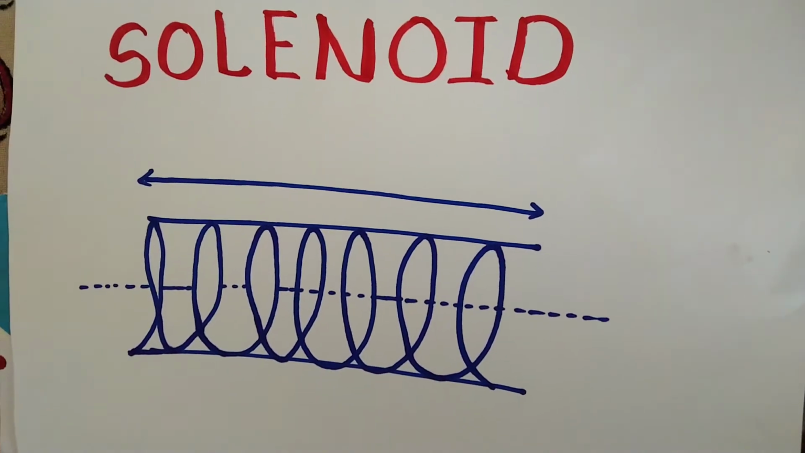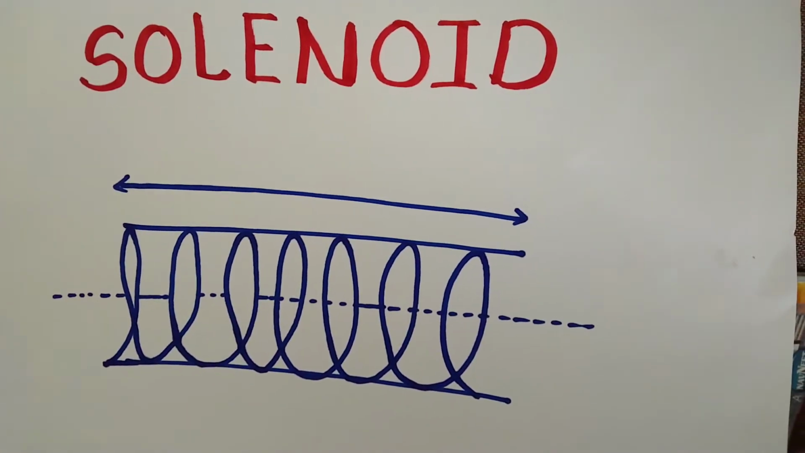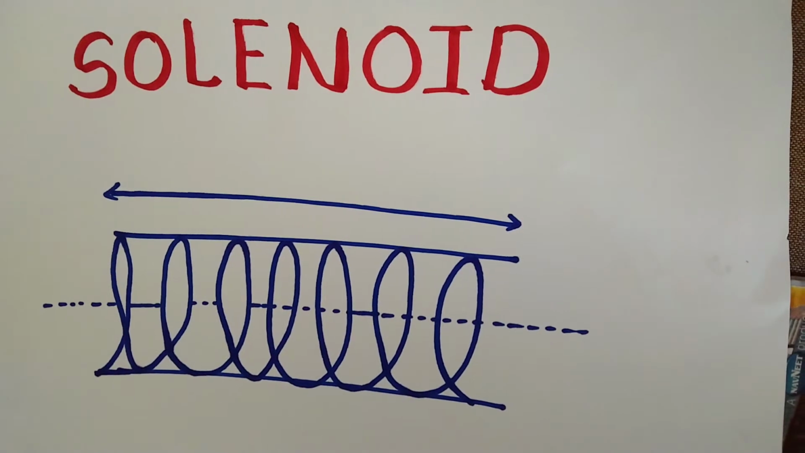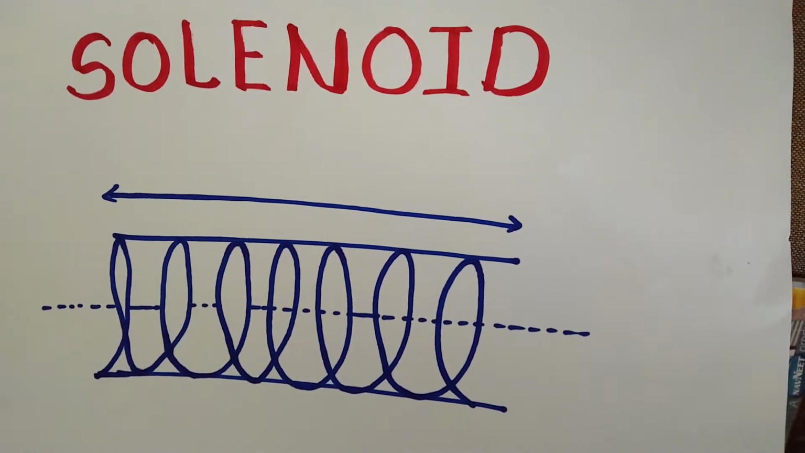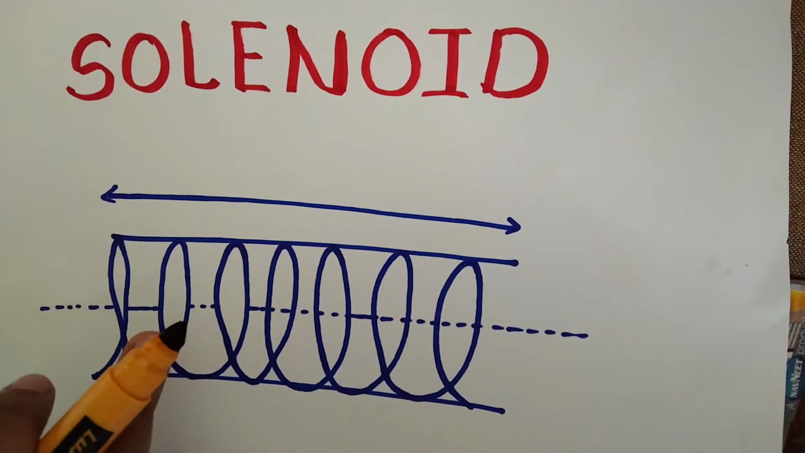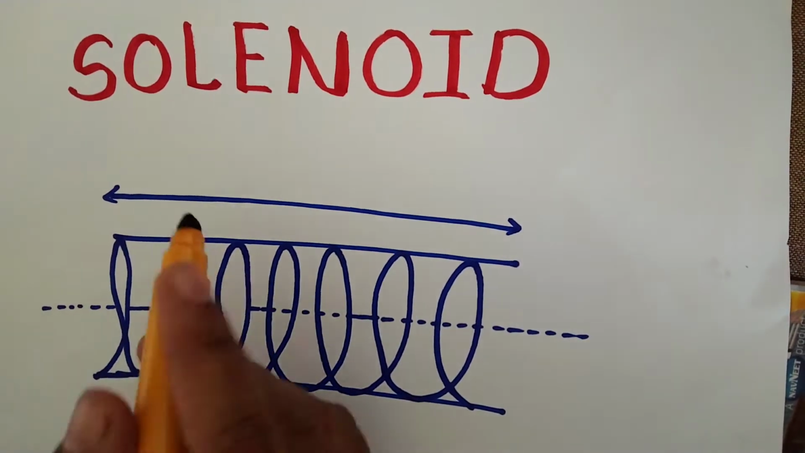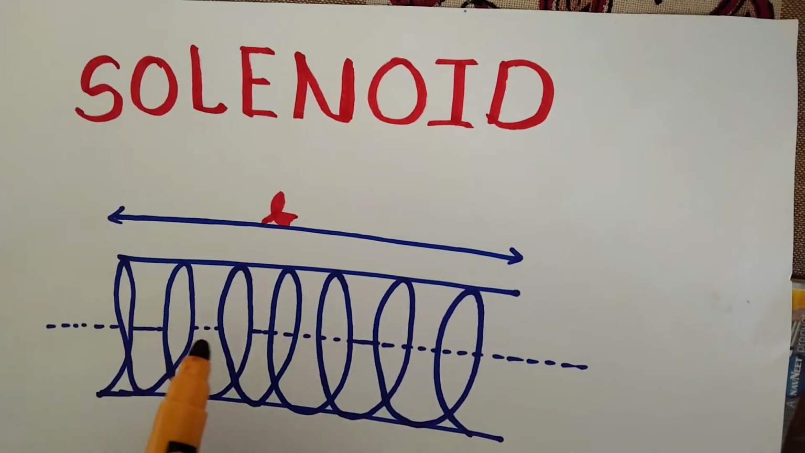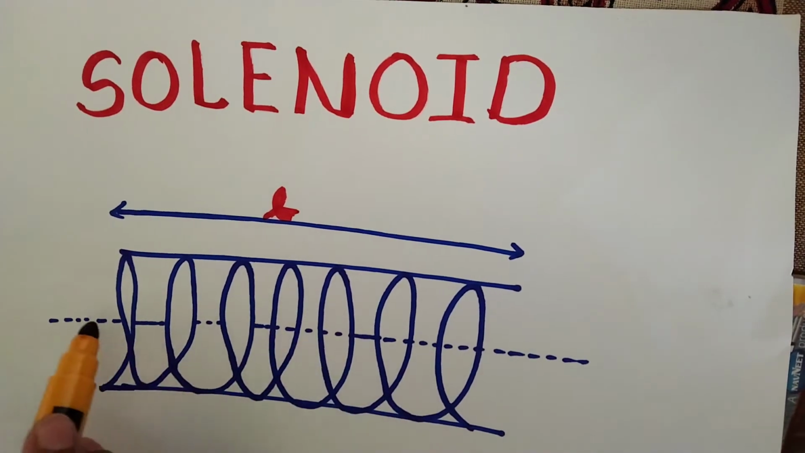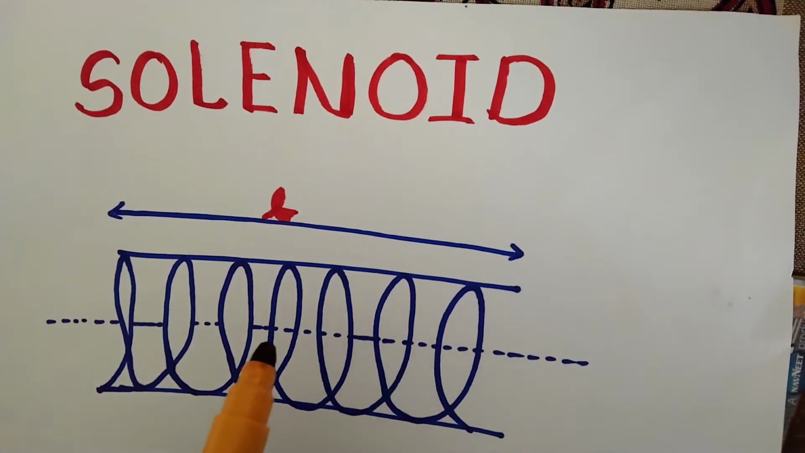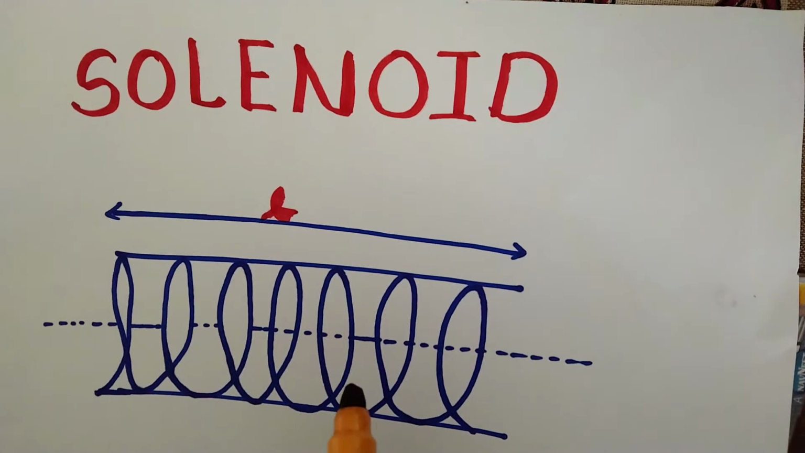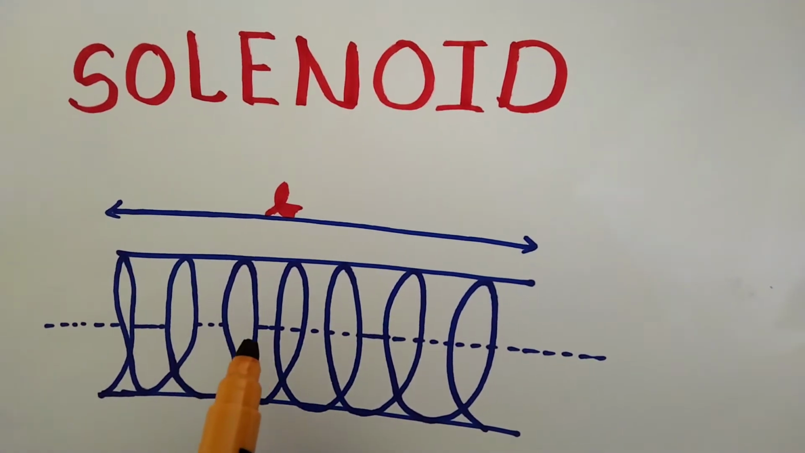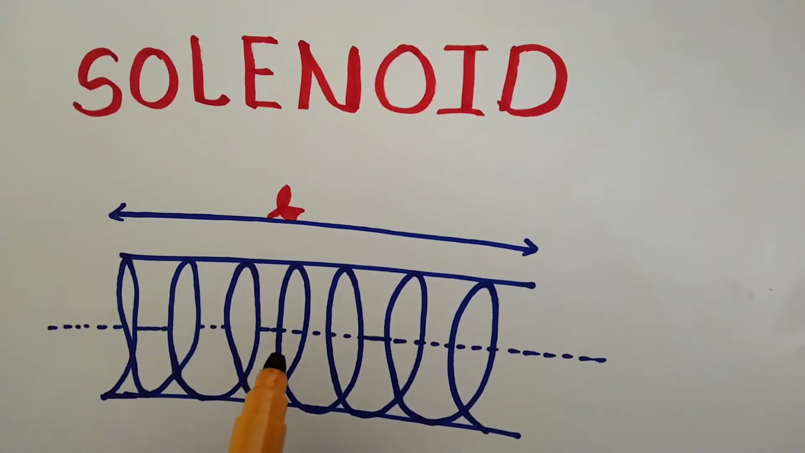Hello student. Today we will see the Biot-Savart law applied to a solenoid. Let us consider a solenoid of length L, and the current flowing through the solenoid is I. Then we find the magnetic field due to the current flowing in the solenoid.